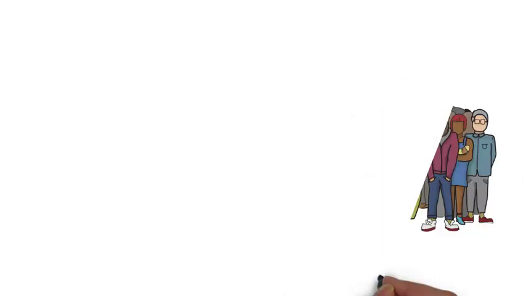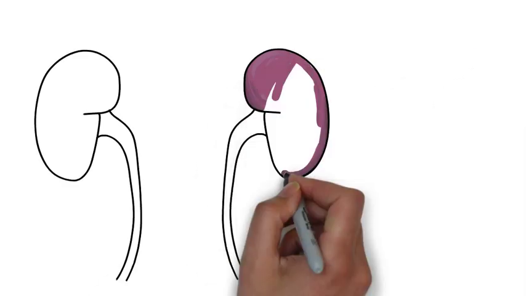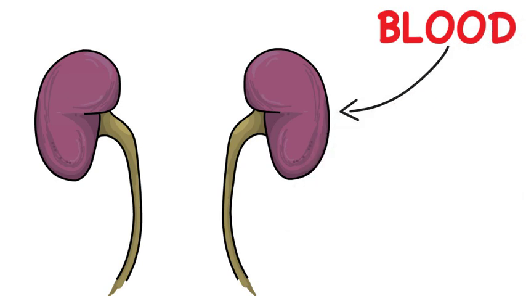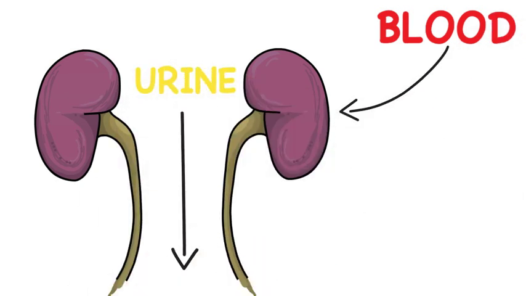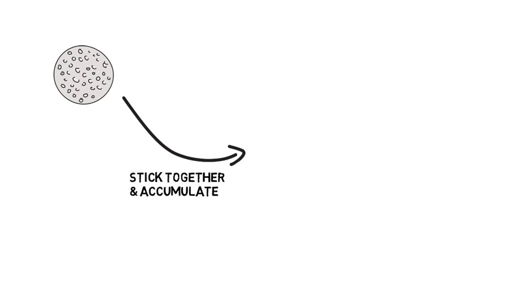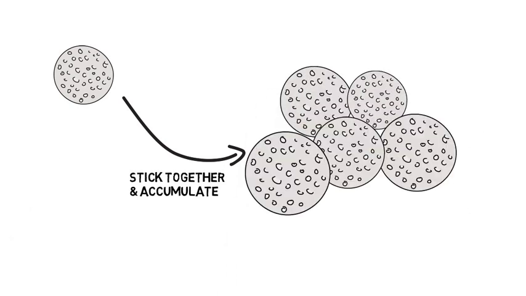Now let's dive into how kidney stones are formed. As the name implies, the stones form in the kidney. The kidney is an organ that is mainly responsible for cleaning out the blood and making urine, which removes waste products. Now, kidney stones form when certain substances stick together and accumulate, eventually forming a crystal or stone.